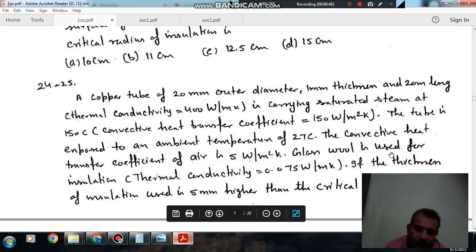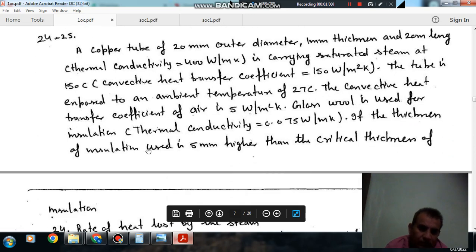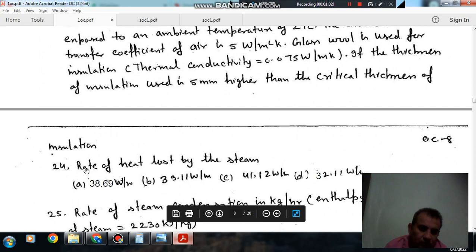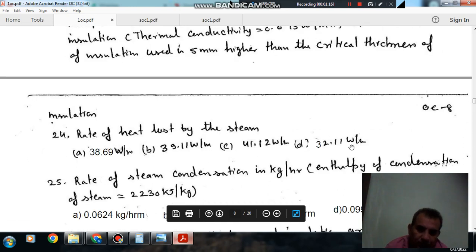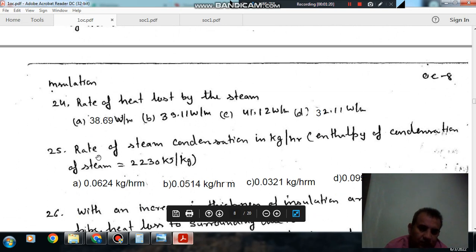The glass wool is used for insulation. Thermal conductivity is equal to 0.075 watt per meter per degree Kelvin. If the thickness of insulation used is 5 mm higher than the critical thickness of insulation, then question number 24, rate of heat lost by the steam. Option A 38.69 watt per meter, option B 39.11 watt per meter, option C 41.12 watt per meter, option D 32.11 watt per meter. Question number 25, rate of steam condensation in kilogram per hour.